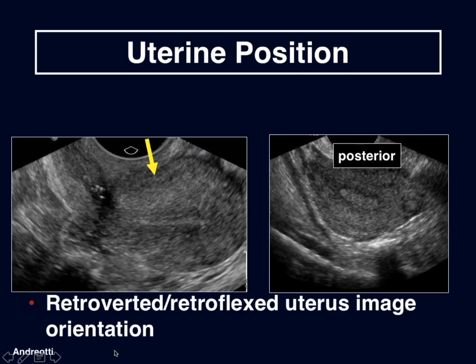And just one thing that I want to remind you that could be a problem when we image a retroverted uterus, we need to remember that the beam is actually hitting the posterior portion of the uterus before the anterior portion. So on the transverse view, what's on top is not the anterior portion of the uterus, but the posterior uterus. And this could be confusing if you don't think about it on your image.